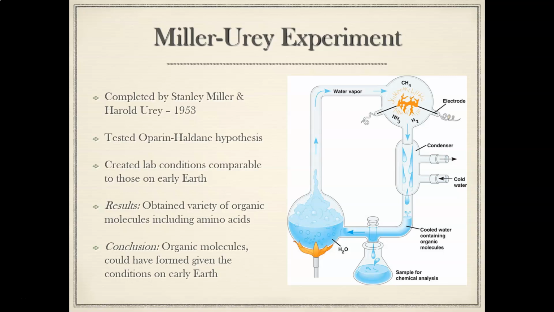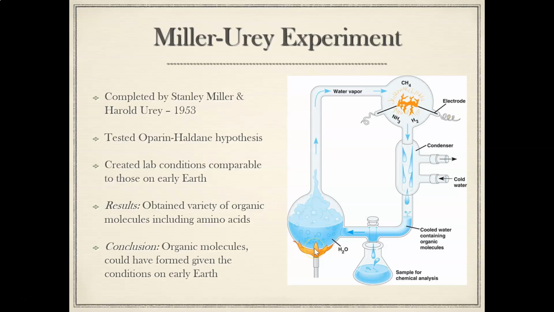So now we jump forward in time to 1953, where we finally get a lab experiment that puts this Oparin and Haldane primordial soup model to the test. And this experiment is conducted by Stanley Miller and Harold Urey. What they did was take the apparatus that you see right here, and attempted to recreate as comparably as possible the conditions that we would have expected to see on early Earth. So this was sort of your primordial oceans.